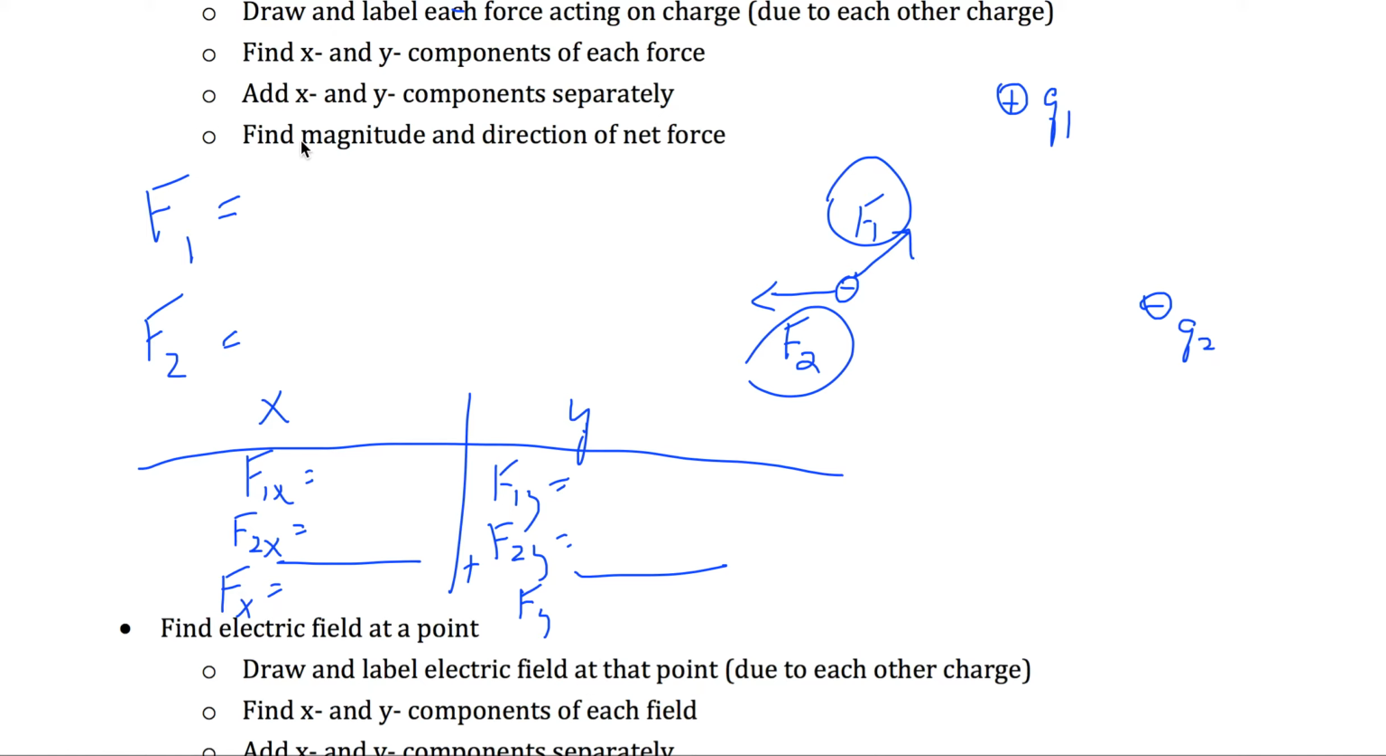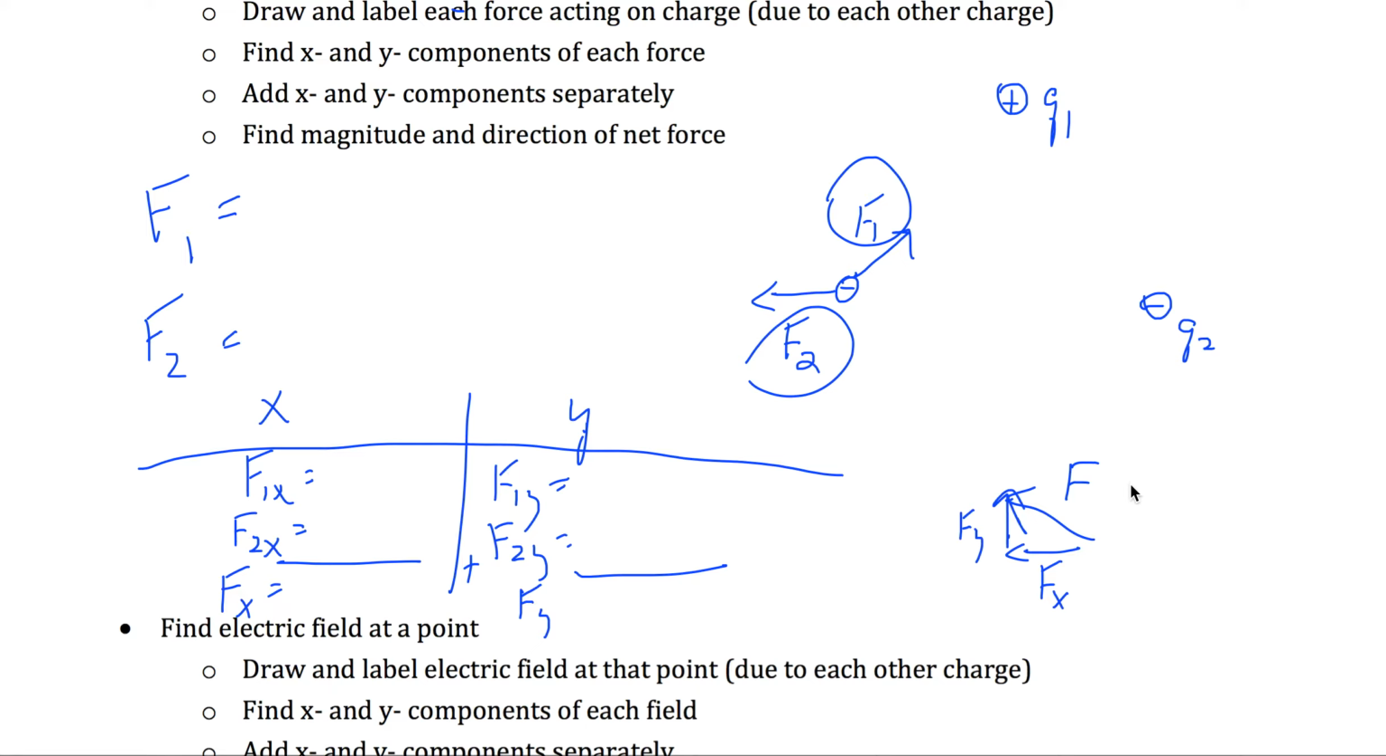And then the last step would be find the magnitude and direction of the net force. So once you have these 2 forces, let's say that your Fx was a negative number, so Fx would go this way. Let's say Fy was a positive number, so Fy would go this way. Then you need to find the magnitude and direction of the force. You need to find F. This is the net force. So you would use Pythagorean theorem to find F.